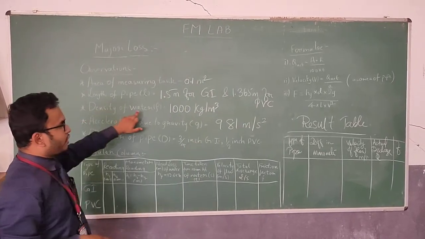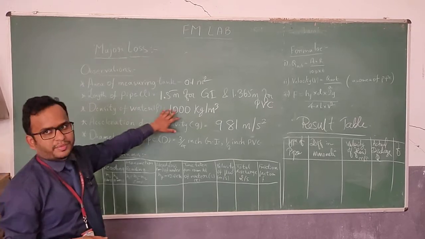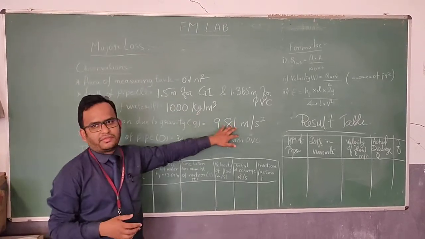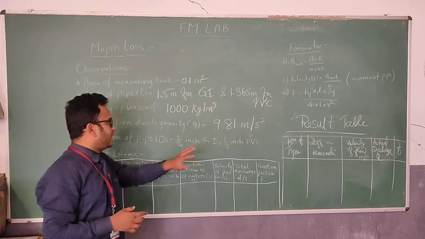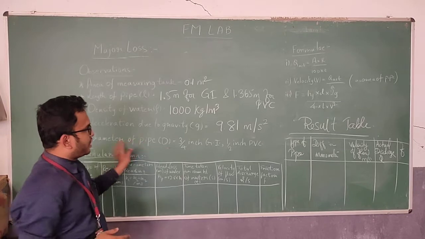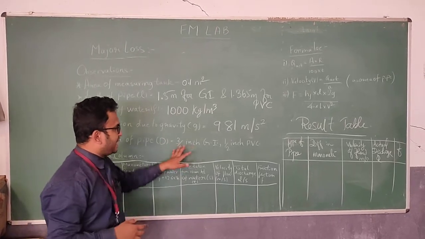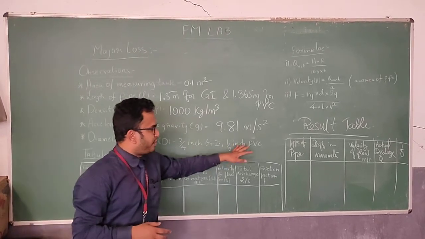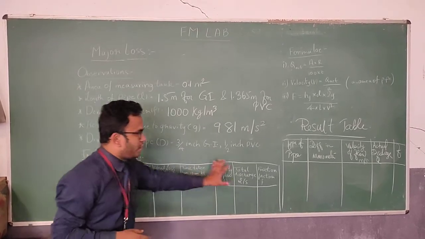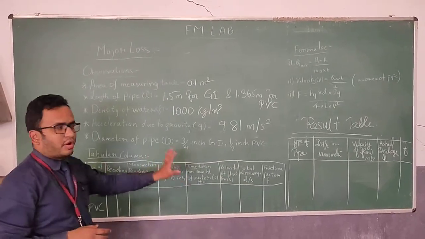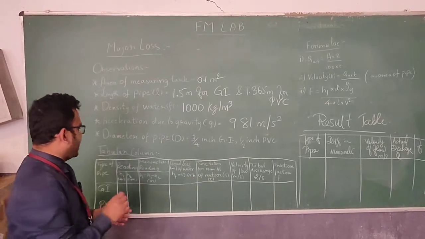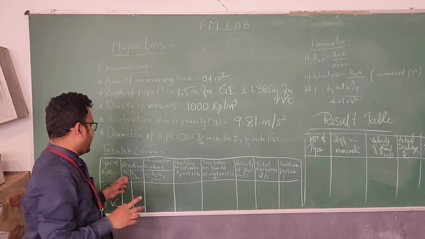Okay, the density of water, as we all know, is 1000 kg per meter cube. The acceleration due to gravity is 9.81 meter per second square. Then the diameter of the pipe: for GI it is 3 by 4 inch and for PVC it is half inch. Okay, so this is the tabular column. All these things you have to observe and write down in your journals while doing the experiment.